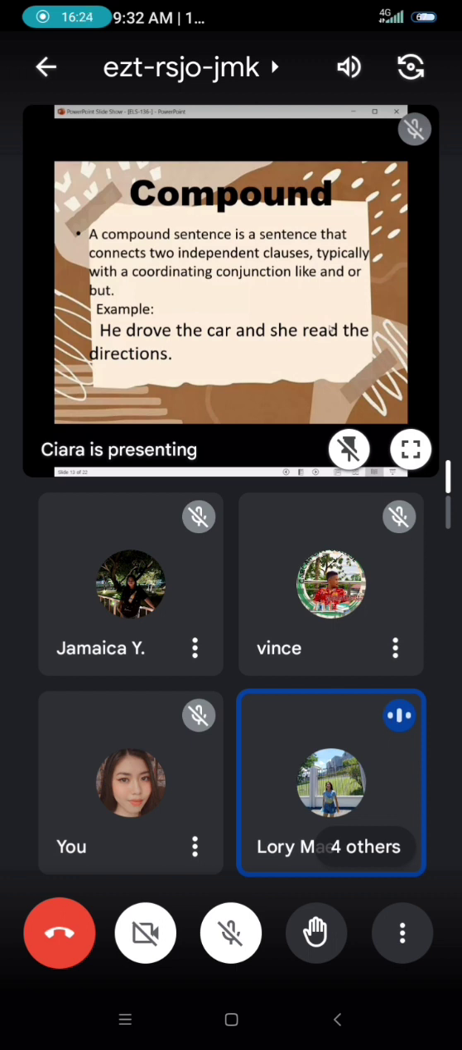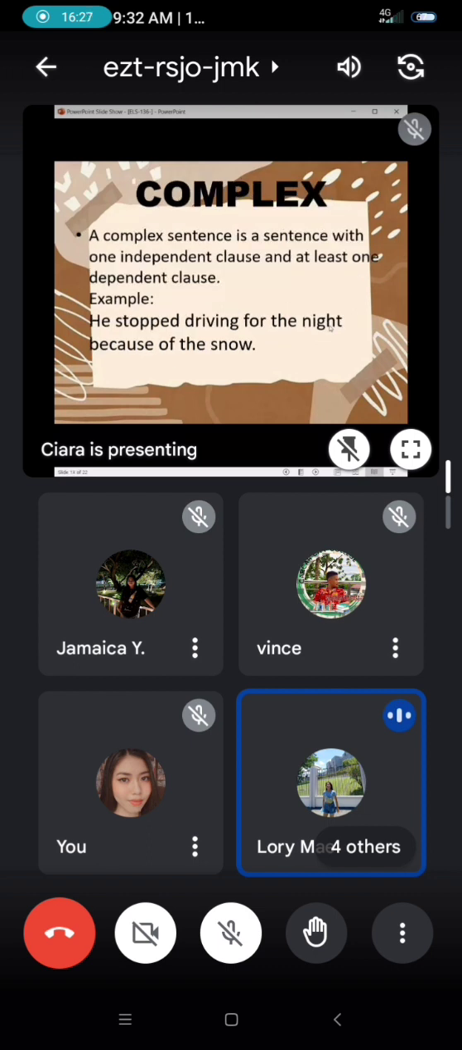Next slide, please. Let's proceed to the complex sentence. A complex sentence consists of one independent clause and one or more dependent clauses. The independent clause can stand alone as a complete sentence, but the dependent clause cannot. Complex sentences are used to show relationships between ideas or to provide additional information.